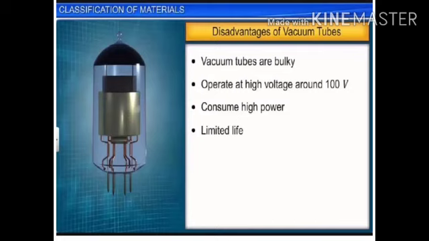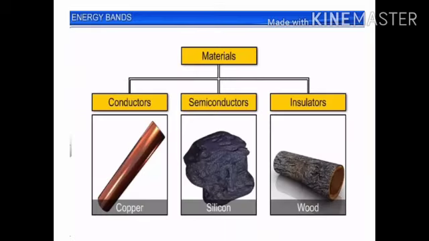And they have a limited lifetime, so they can be damaged further by increasing the voltage. Therefore these are some limitations. In order to overcome these limitations, semiconductor electronic devices were invented in 1930. The materials are classified into conductors, semiconductors and insulators, on the basis of conductivity.